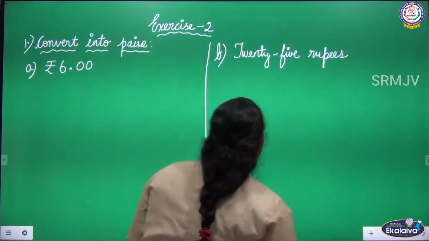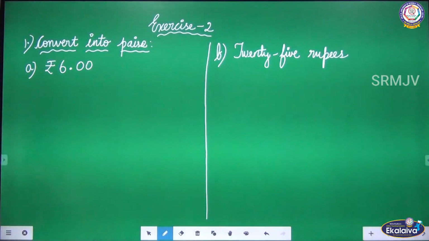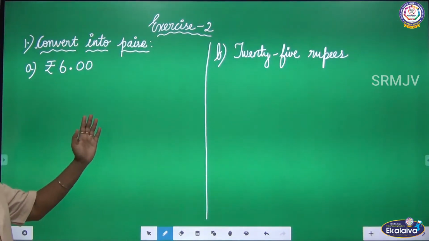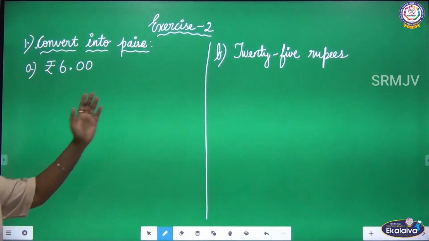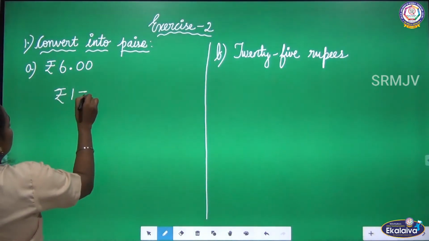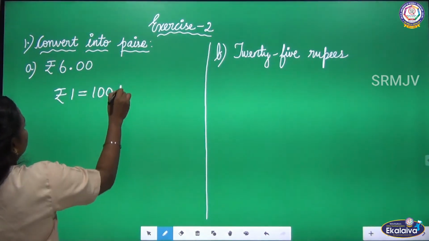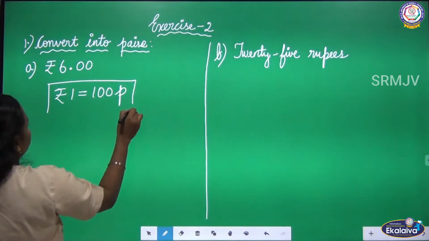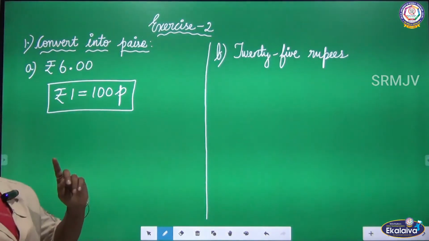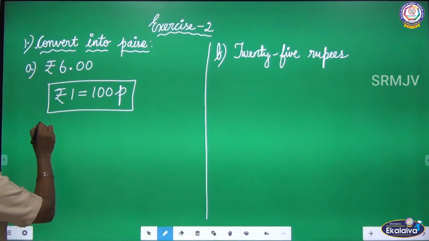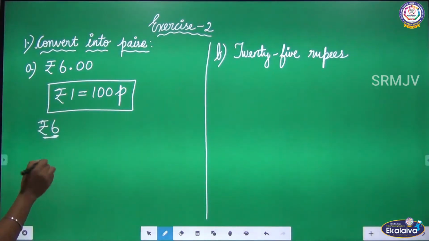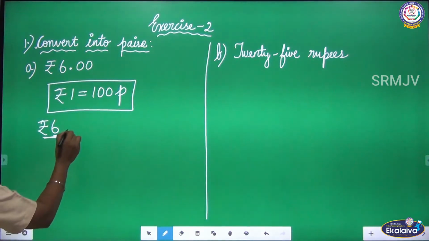Next one, exercise 2, convert into paise. So they have given rupees, we are going to convert rupees into paise. So already you know 1 rupee equal to how many paise, children? 1 rupee equal to 100 paise. So we are going to convert 6 rupees into paise. So 1 rupee equal to 100 paise. So 6 rupees equal to, you can write 6 alone because 6.00 and 6 are same.